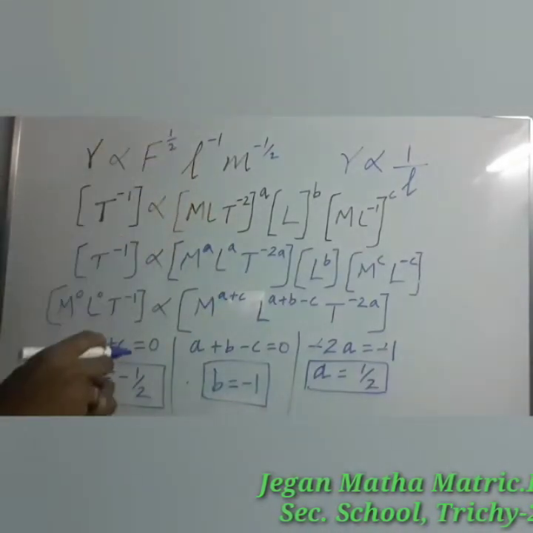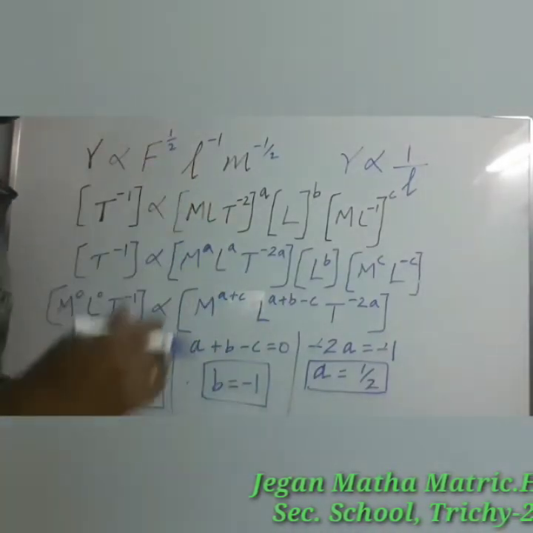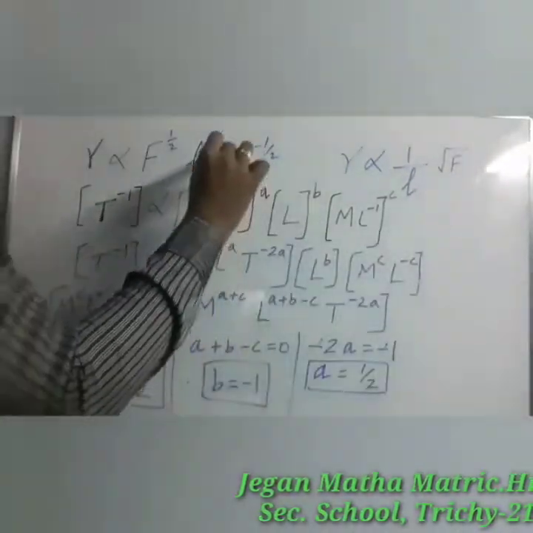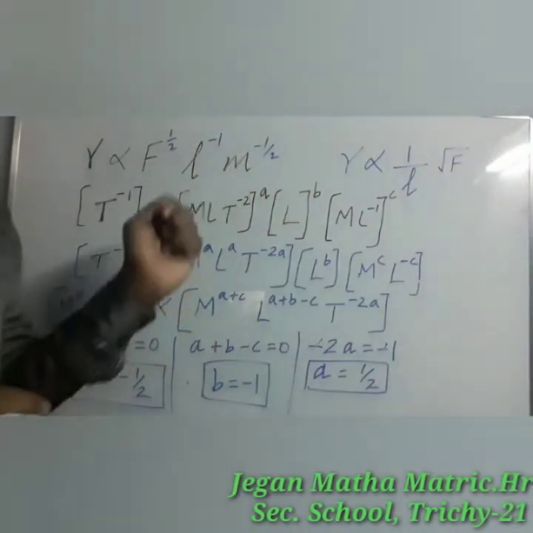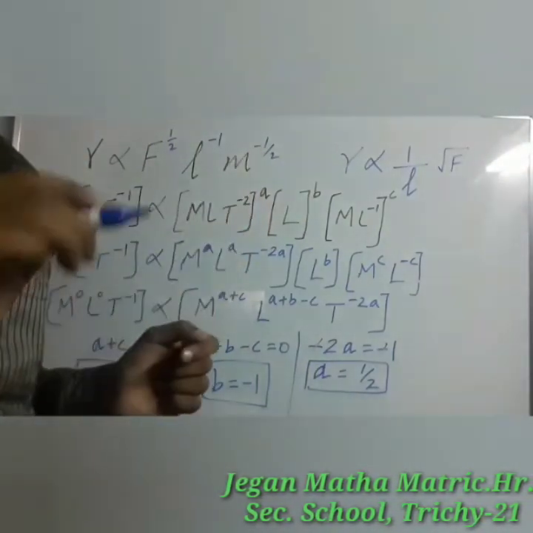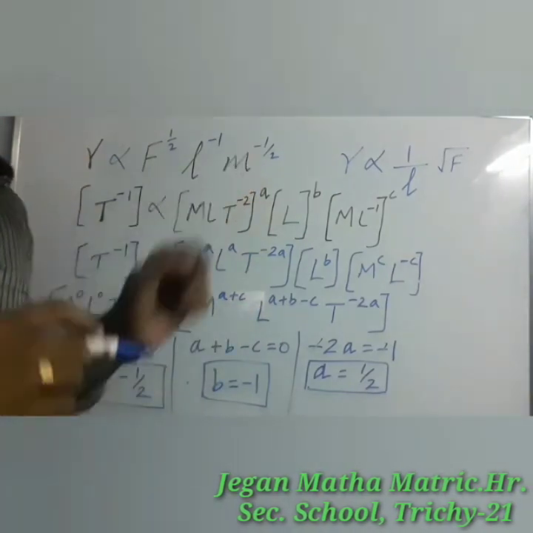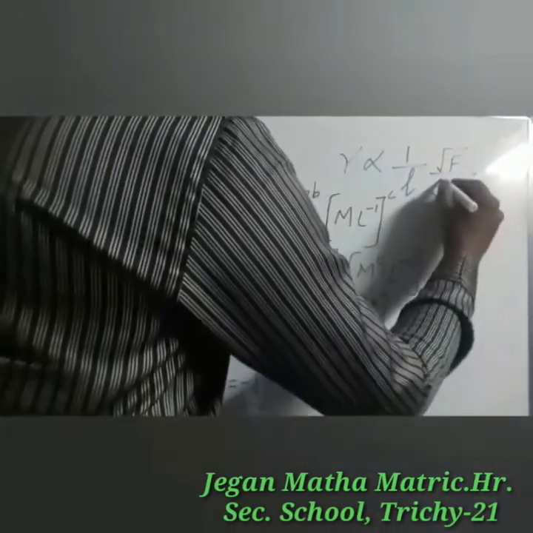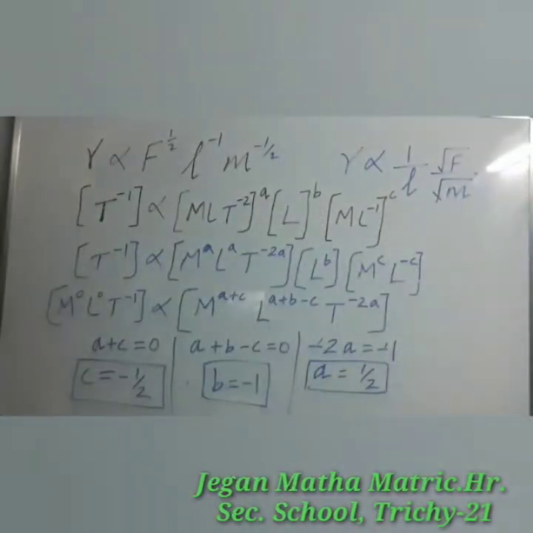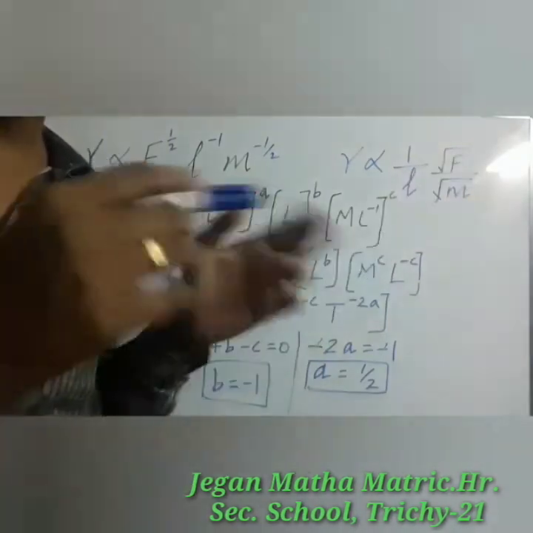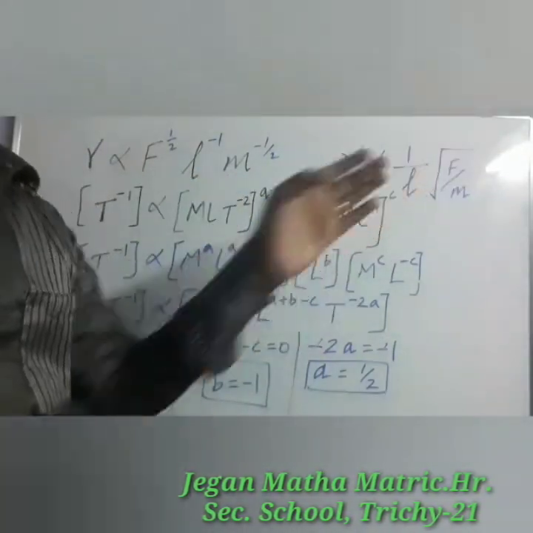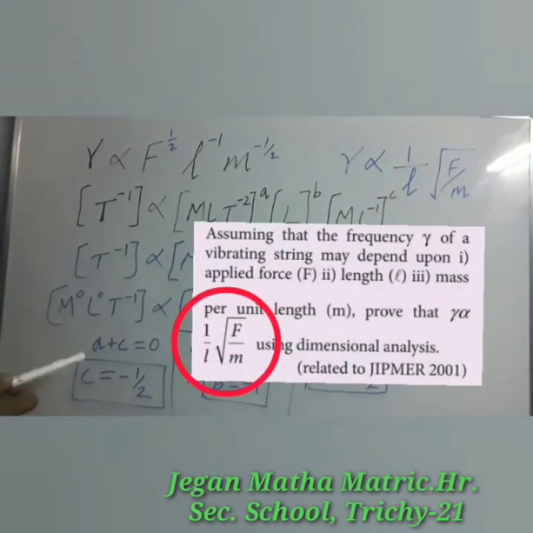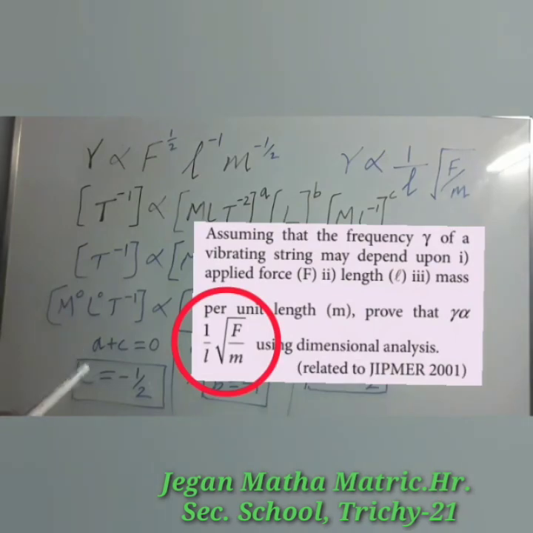Here F power 1 by 2 is the square root of F, so you can write that as root of F. Here M power minus 1 by 2: for 1 by 2 you take the square root, and the minus is also there, so square root of M has to be taken to the denominator. For both quantities the square root is common, so that can be written like this. So we have proved the relation which is given in the numerical problem.